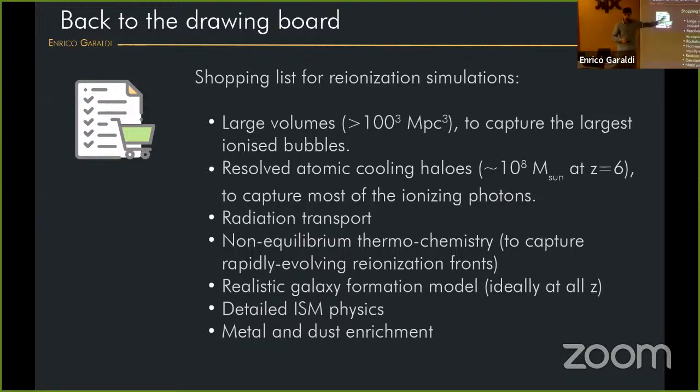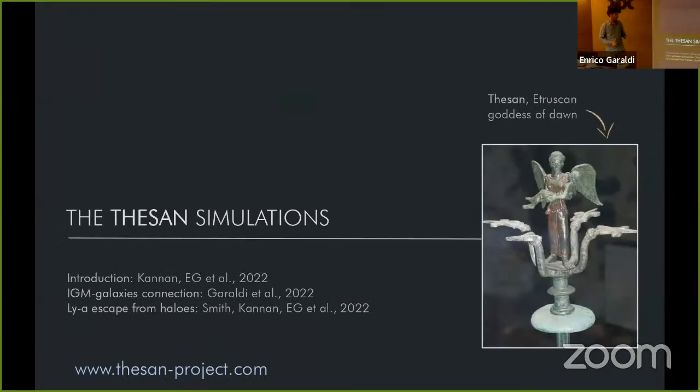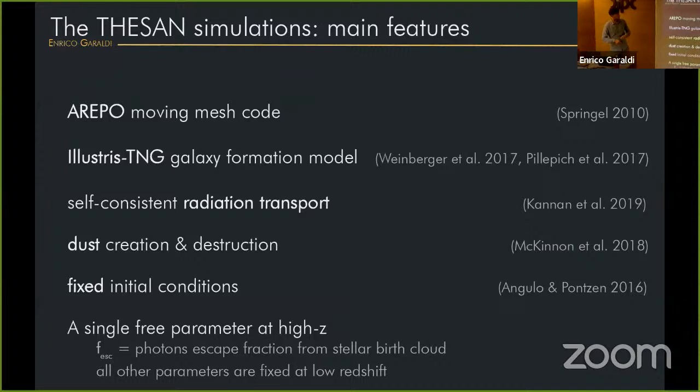And so, trying to put all this together, I came up, together with Rahul Kannan and Aaron Smith, with these Thesan simulations. By the way, this is the original Thesan, and I got this from an ancient Italian civilization that gave the name to our simulation. So very briefly, what are the simulations? We use the Arepo moving mesh code, a modern code for galaxy formation. We use the Illustris TNG galaxy formation model, which has proven to be quite successful, at least at low redshift, at reproducing many different properties of galaxies. So we just take this model and apply it at high redshift.